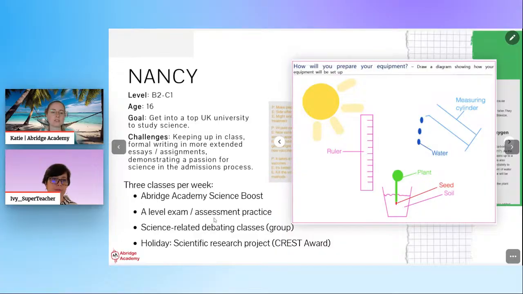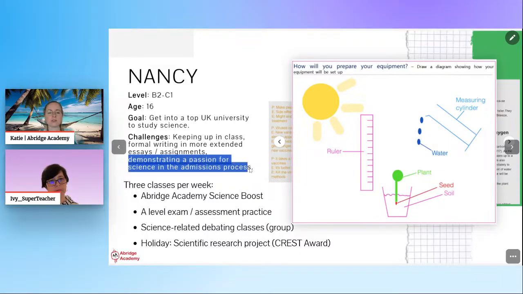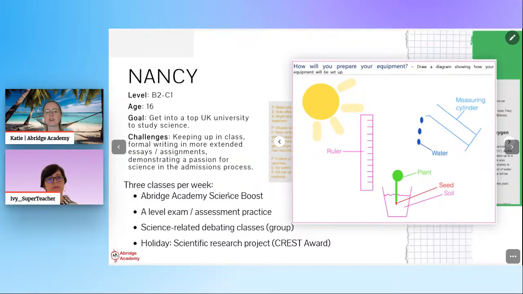And then finally, we did a scientific research project during the school holidays. This is very important, as I was saying, about demonstrating a passion for science in the admissions process. When you apply to a UK university, they like you to fill out in the application form things you've done that demonstrate you really love the subject you're applying for.